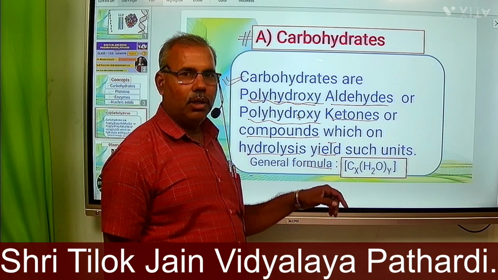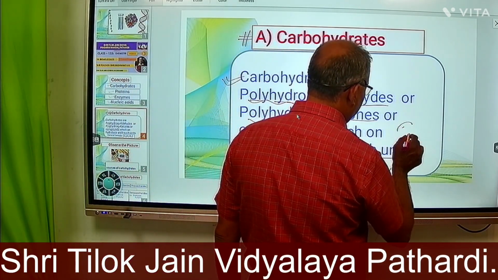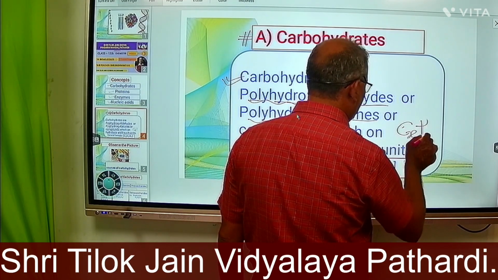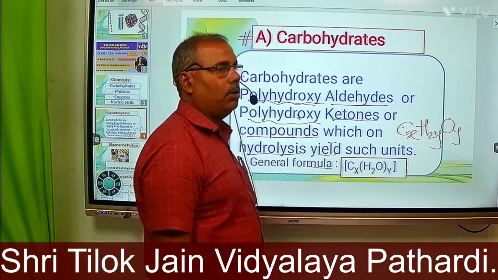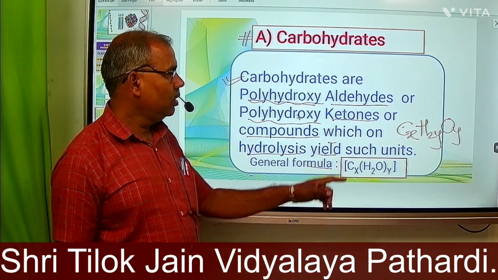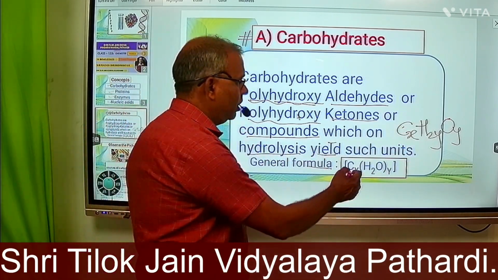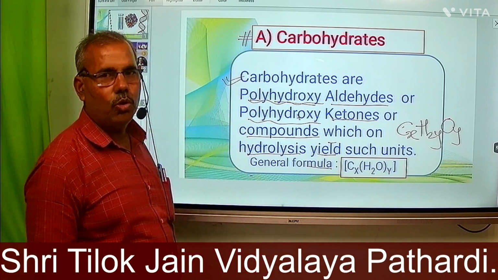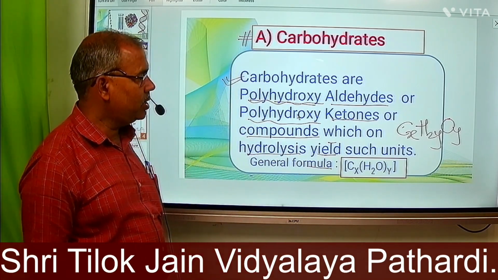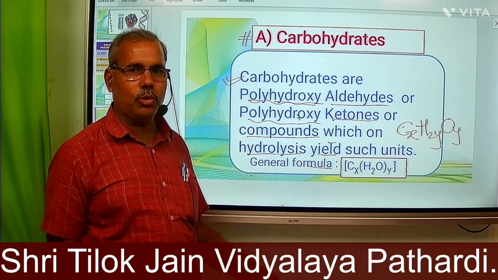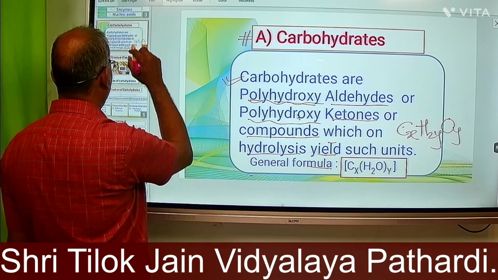That means the molecular formula of a carbohydrate will be CxH2yOy. This is the actual general molecular formula, but we can write it in the format CxH2OY. This is the reason why initially they were known as carbohydrates, and from that name today also they are known as carbohydrates. So this is the definition of carbohydrates.